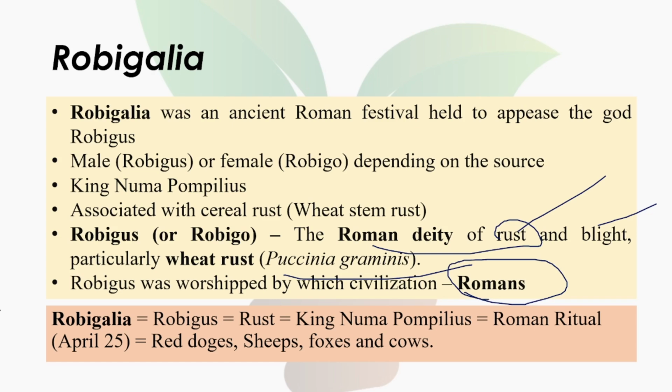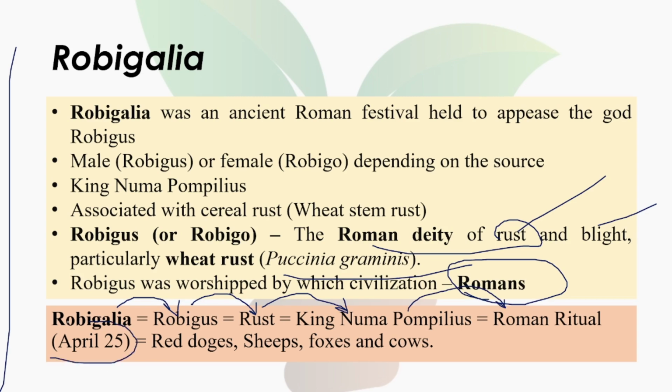In a short way of remembering all this: Robigalia is associated with the god Robigus. The festival is celebrated against the rust disease. The king who initiated it is King Numa Pompilius. It is a Roman ritual. Romans used to do this. April 25th of every year, we are celebrating in modern times. They used to sacrifice red dogs. Why red dogs? Again, the color of the pustules is red. Robigus is red, and blood is also red, right? That is the symbolic representation.